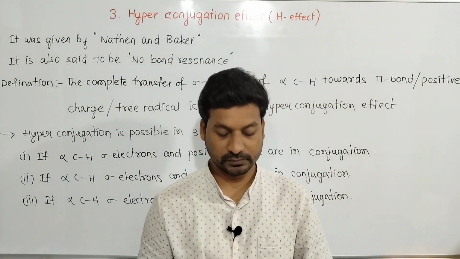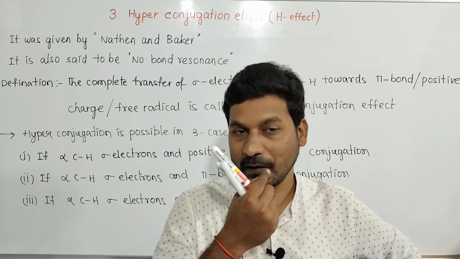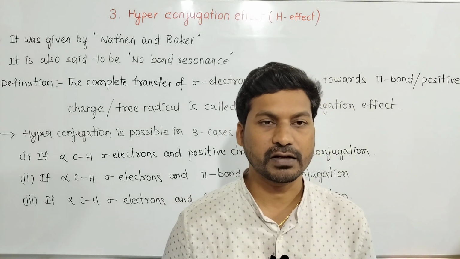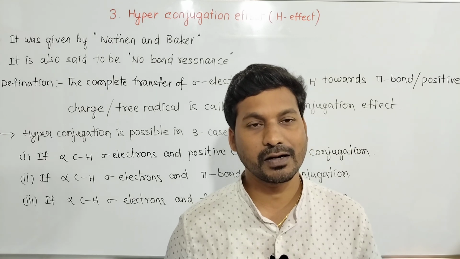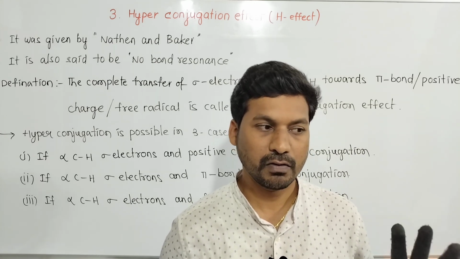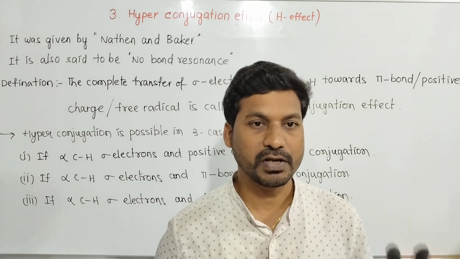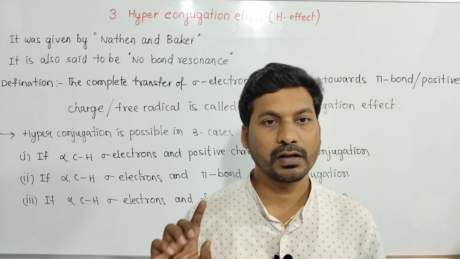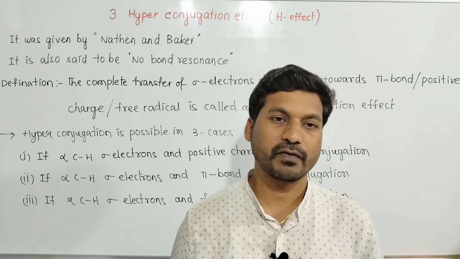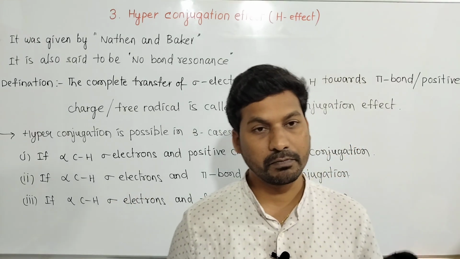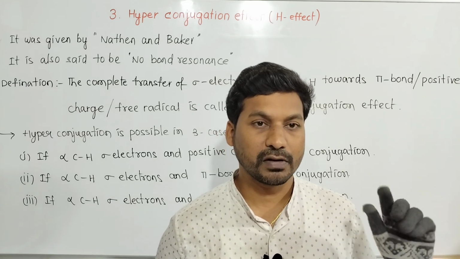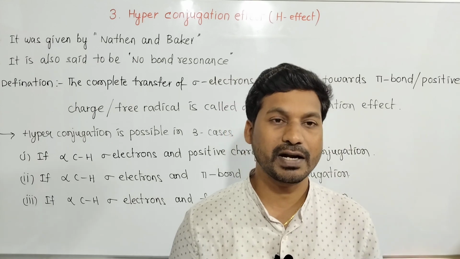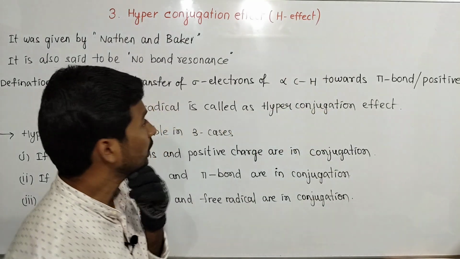Hello everyone. In this video I am going to explain hyperconjugation. Hyperconjugation is one of the bond polarization effects. Electron displacement effects in covalent bonds are of four types: inductive effect, mesomeric effect, hyperconjugation and electromeric effect. In that, inductive effect is completed, and mesomeric effect is also completed. In the mesomeric effect I have explained what the mesomeric effect, resonance effect and aromaticity are. So in this video, hyperconjugation.